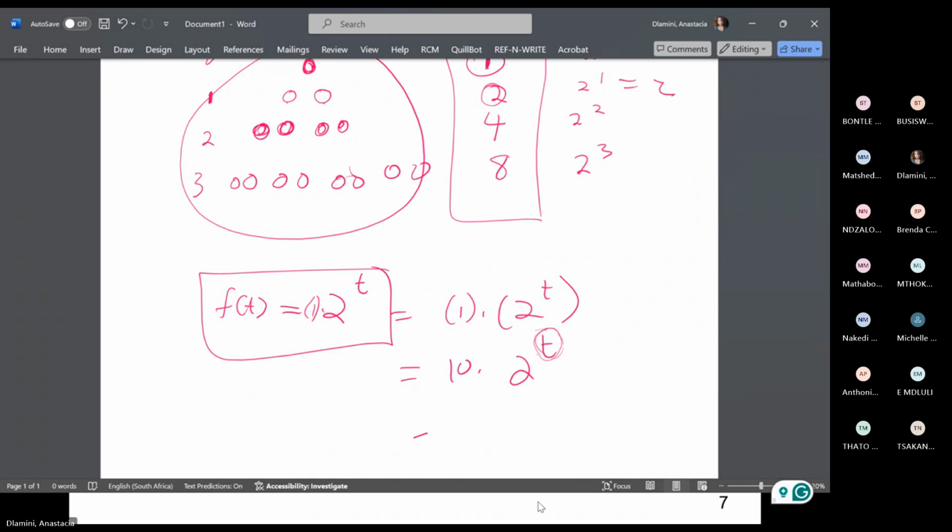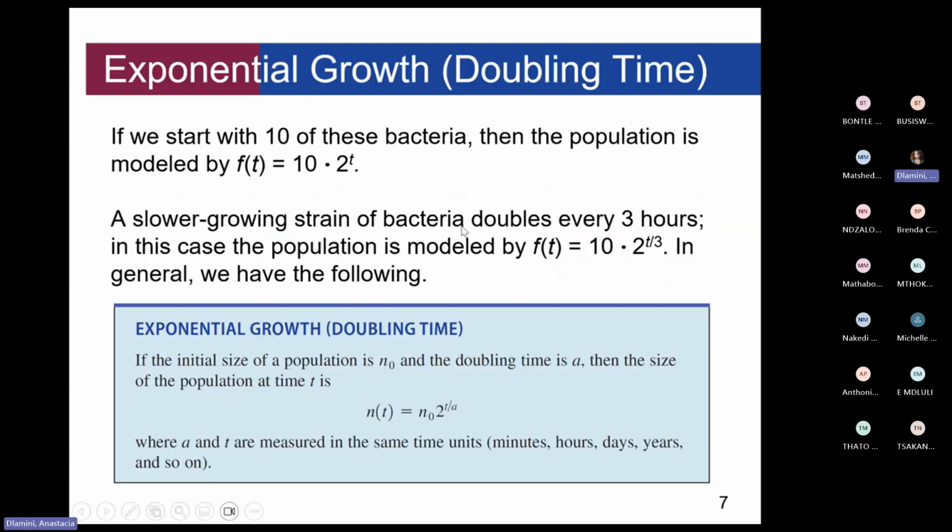Yes, ma'am. Okay. Now they say a slower growing strain of bacteria doubles every 3 hours. Do you see that? Our bacteria is very fast, if it's doubling every hour. But they're saying a slower growing strain of bacteria doubles every 3 hours. In this case, the population won't be modeled as this one, but the t will be divided by 3 because it doubles every 3 hours. So instead, we'll have f of t equals 10 times 2 to the power of t over 3. Are we together?